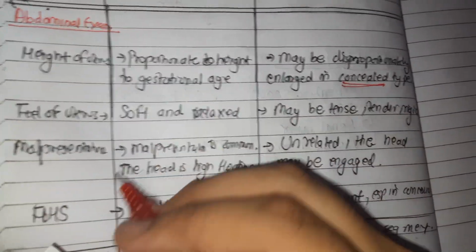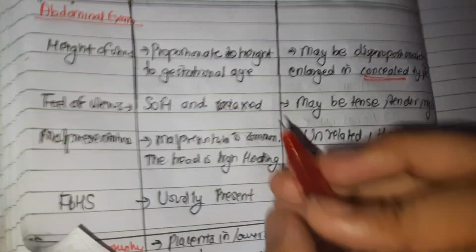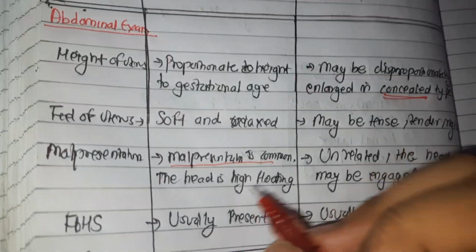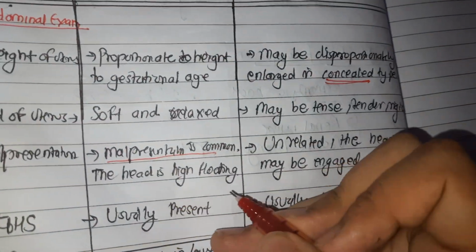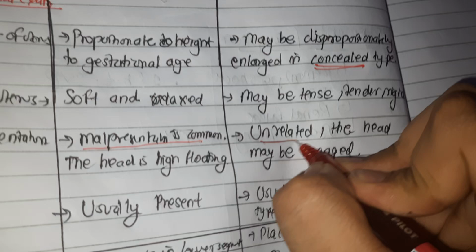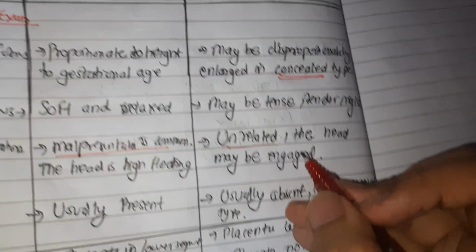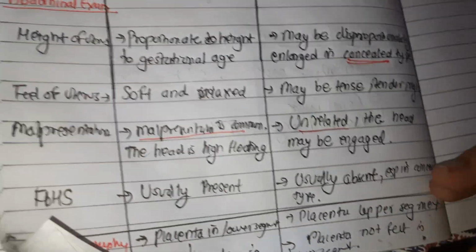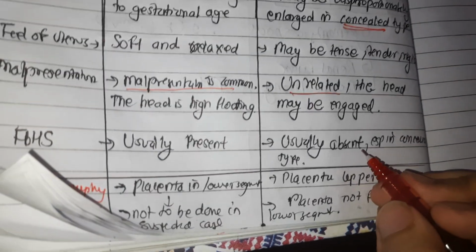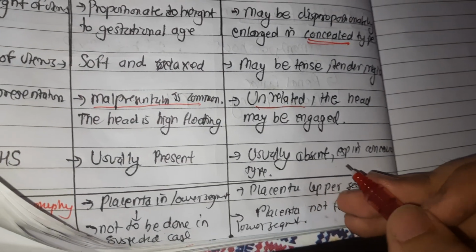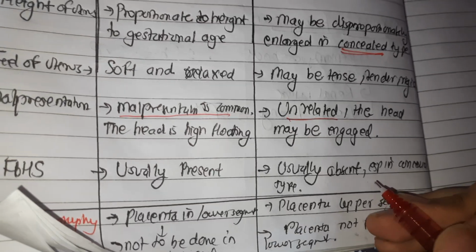The feel of the uterus is soft and relaxed in placenta previa, whereas the uterus is tense, tender, or rigid in abruptio placenta. Malpresentation is very common in placenta previa. We can see breech presentation or transverse lie, and the head is high floating, whereas malpresentation is not related to abruptio placenta, and the head might be engaged. The fetal heart sound is usually present in placenta previa, and usually absent in abruptio placenta, especially in the concealed type.